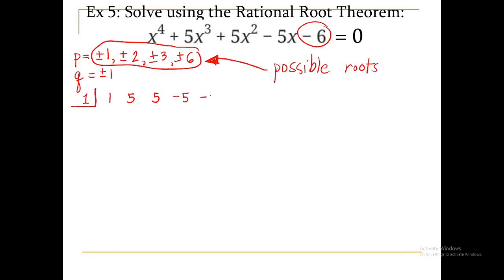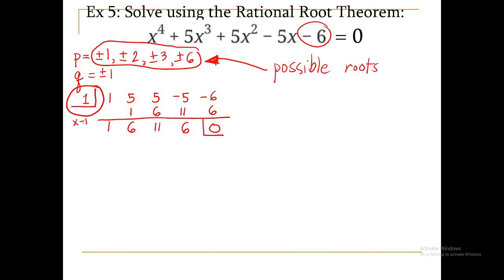Okay, so let's write down all the coefficients. Let's start with the synthetic. Bring down 1, multiply 1, combine 6, multiply 6, combine 11, multiply 11, combine 6, multiply 6, you will get a 0 there. We got a zero with positive 1. How do you write positive 1 as a factor? x minus 1.